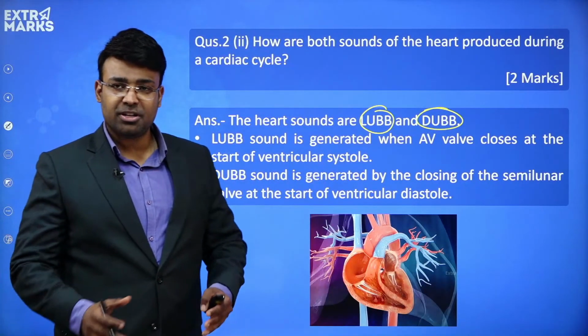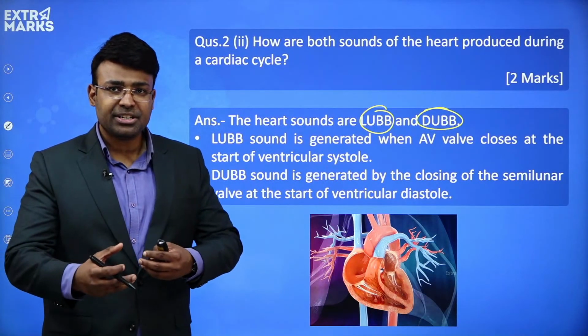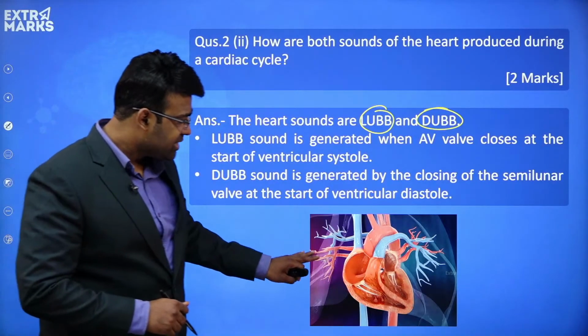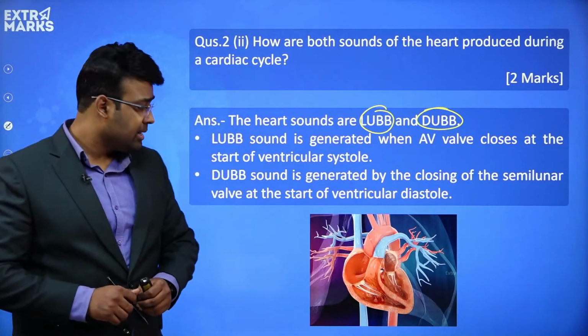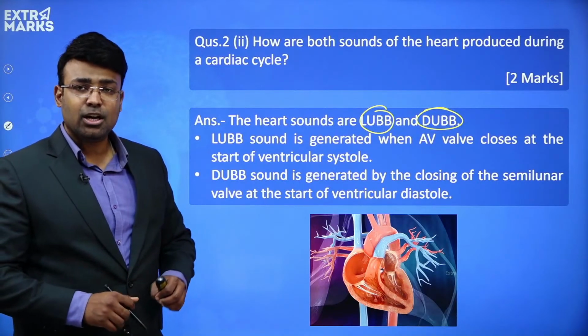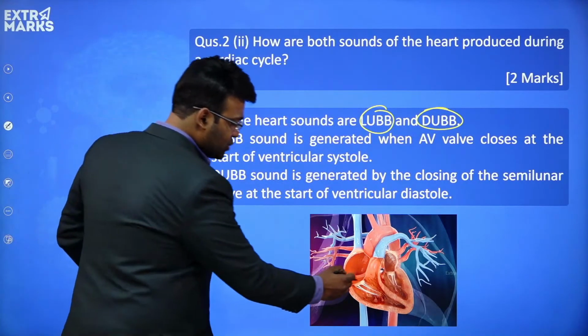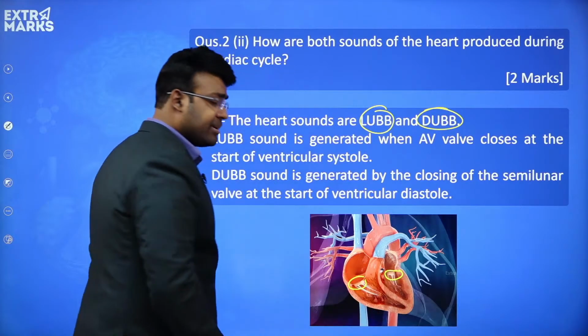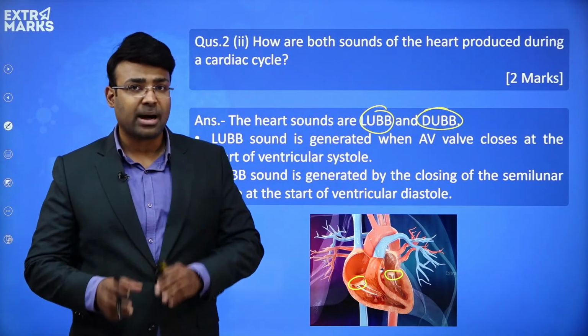You all know what is a lub and dub. So let's decode it. What is the lub and dub? So here you can see this is the heart structure, everyone. And within the heart you can find two valves, which are basically the tricuspid valve and the bicuspid valve.